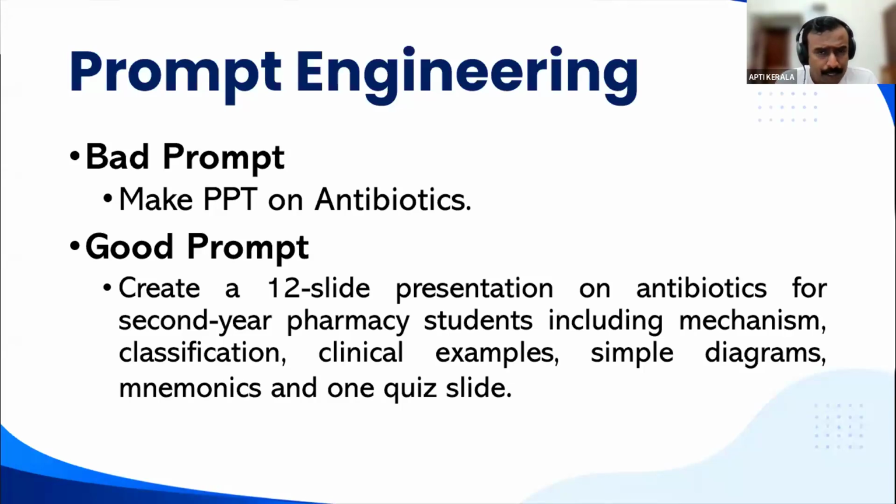Now look at a good prompt. Create a 12-slide presentation on antibiotics for second year pharmacy students. Please include the mechanism, the classification, clinical examples, simple diagrams, economics, and one quiz slide at the end. Look at the difference. You give AI the exact slide count, the specific target audience, and the core scientific elements required. So that slide will be different from the slide prepared from the first prompt.